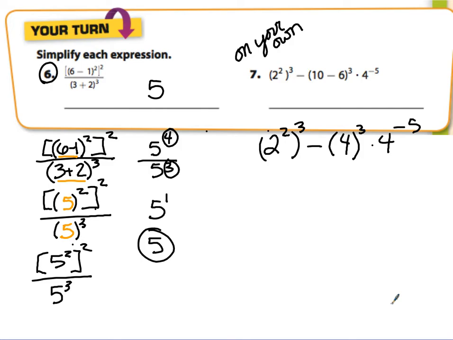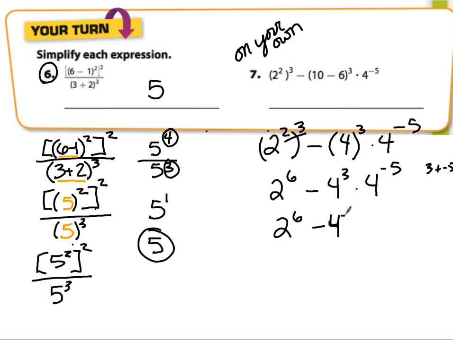All right, so now here I have a power to a power, so I multiply and I get 2 to the 6th minus 4 to the 3rd times 4 to the negative 5th. Here I'm multiplying. Since I'm multiplying, I can add my exponents. So I do 3 plus negative 5. So I have 2 to the 6th minus 4 to the negative 2nd.